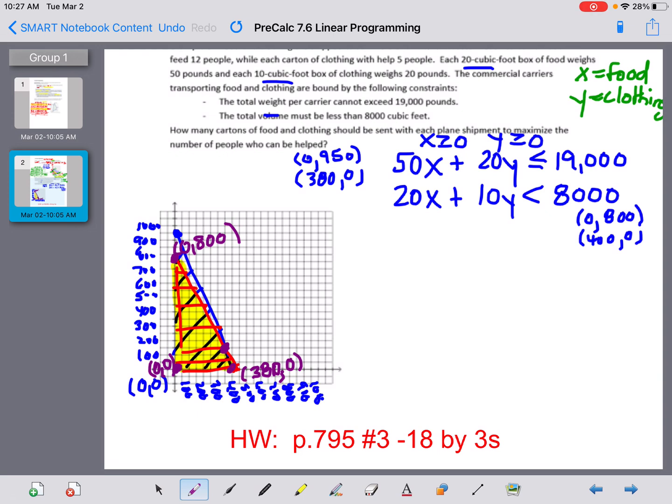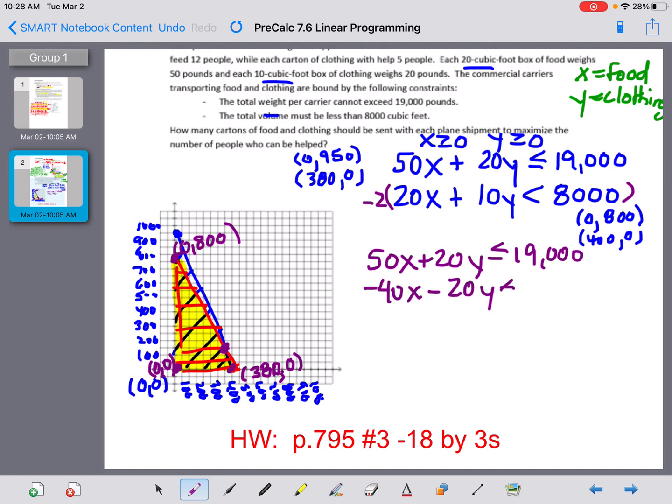Okay, I'm going to give you a hint. I'm going to multiply this one by -2. I'm going to leave the top one the same, 50x plus 20y. Don't worry about the inequality signs right now. As we solve this system, it's going to be fine. I get -40x minus 20y is less than, again, don't worry about the inequality signs, negative 16,000. That'll give me 10x. My y's cancel. 3,000 divided by 10, my x is going to be 300.